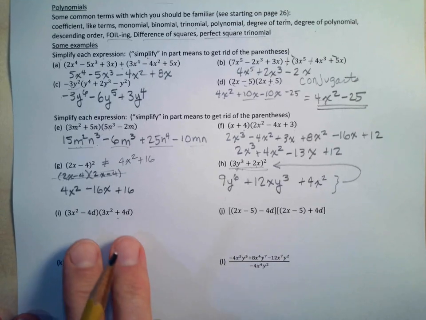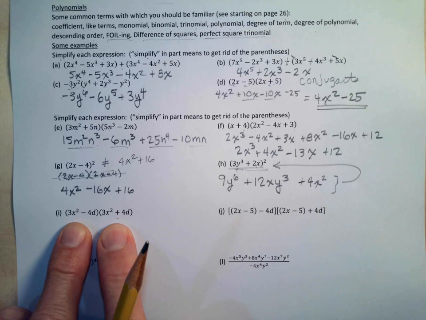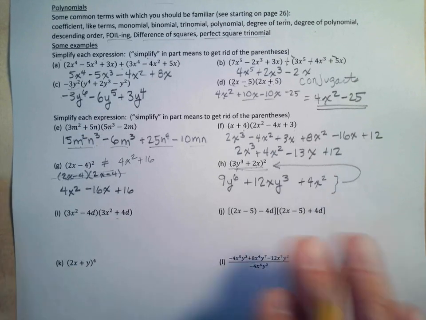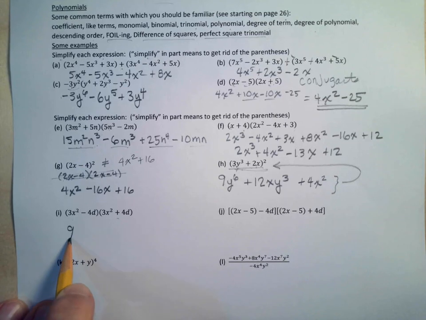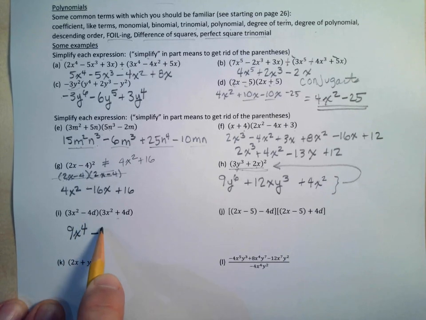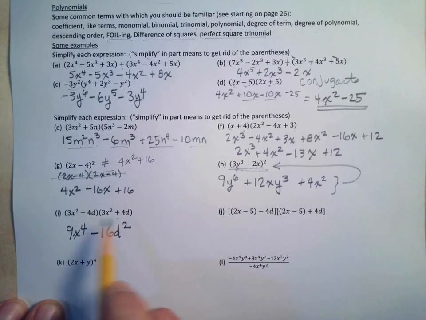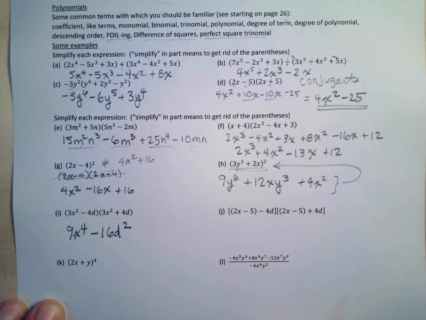Again, this is a binomial times a binomial, but are they conjugates? Yes, these are, again, conjugates. So I know the center terms are going to cancel, so I can just do 9x to the 4th, and then the product of the last ones is negative 16d squared. Saves us so much more time if we can see that those are conjugates when they are.